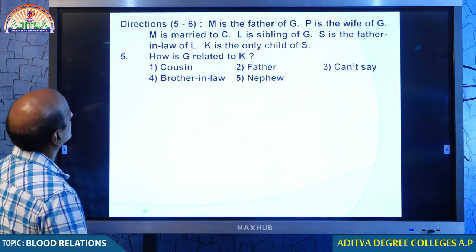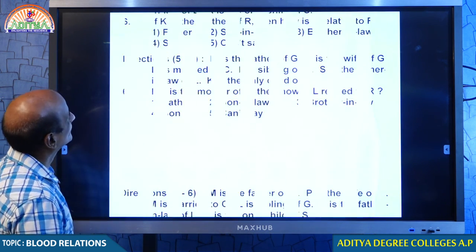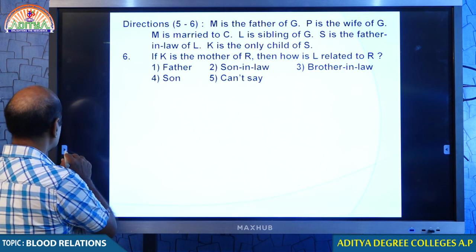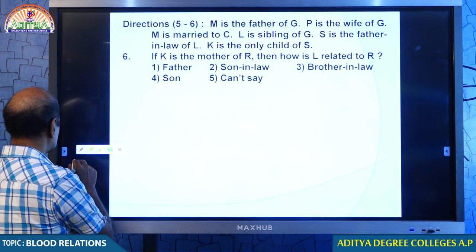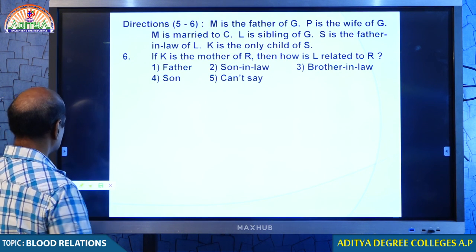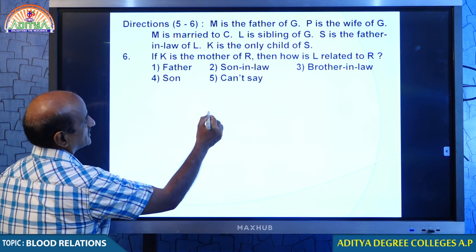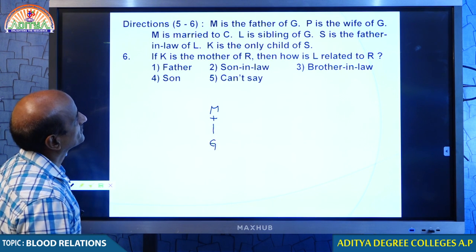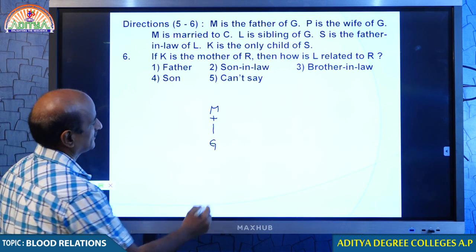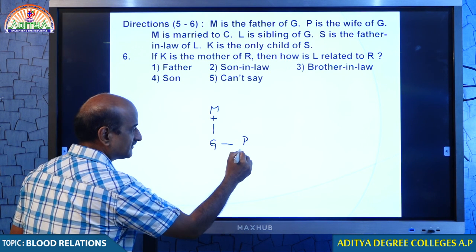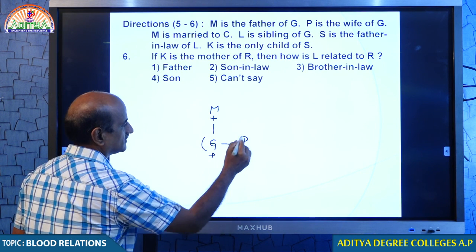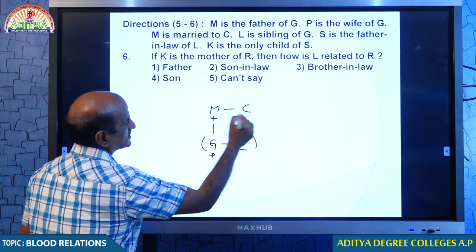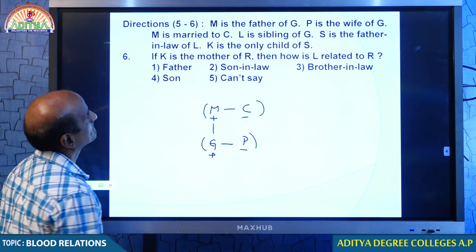Here is the question, question number 6. Shall we discuss once again, my dear students? Maybe if we discuss one more time, we get more clarity. Here, M is father of G. Come on, students. P is wife of G. Because P is given as wife, G is male. You know why I am confirming the genders like this? M is married to C. M is male, therefore C is female.